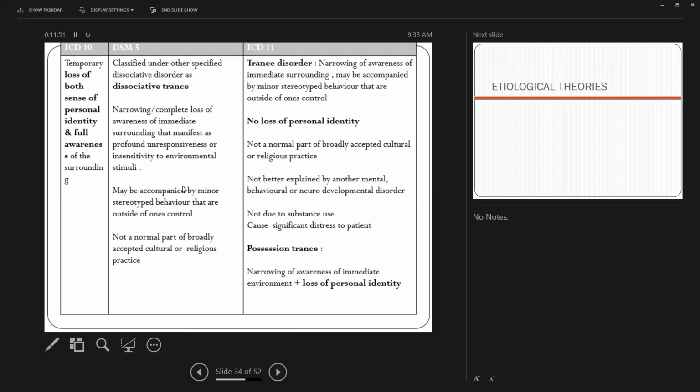In ICD-11, they have classified it as trance disorder and possession trance. In trance disorder, the definition is the same as DSM-5. There is no loss of personal identity, it is not a normal part of broadly accepted cultural or religious practices, not better explained by another mental or behavioral disorder, not due to substance use, and causes significant distress to the patient. In possession trance, there is a narrowing of the awareness of the immediate environment plus loss of personal identity.